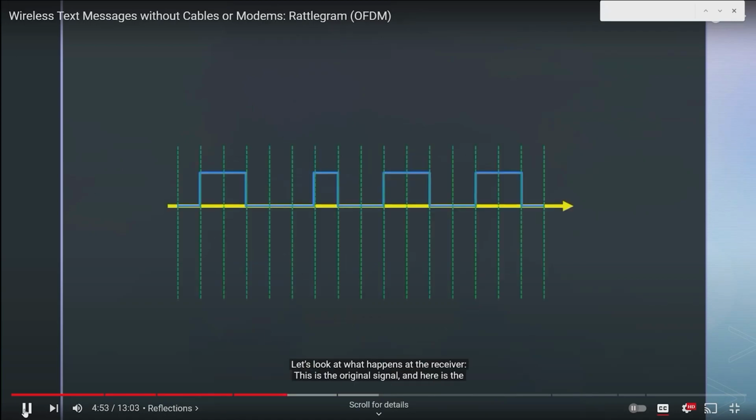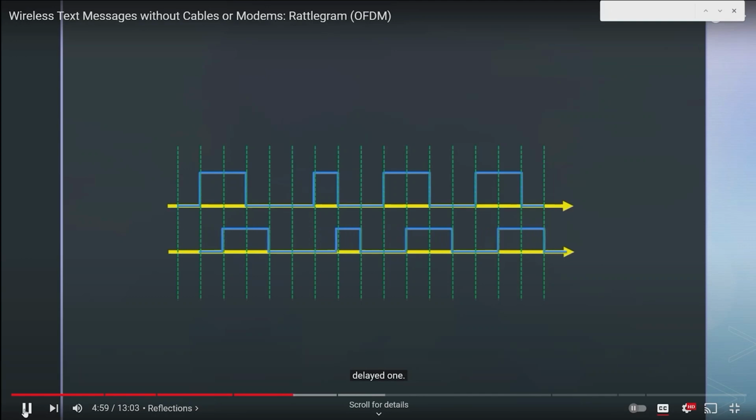Let's look at what happens at the receiver. This is the original signal and here is the delayed one. The receiver adds both because they are on the same frequency. So the delayed signal can disturb the next symbol. Not good. It gets even worse with a strong reflection or several reflections.